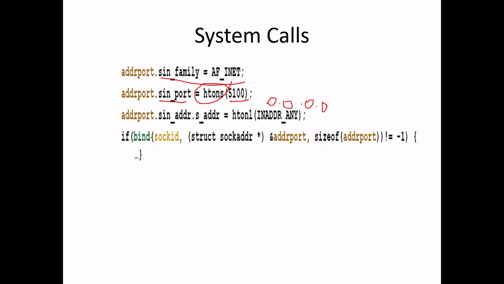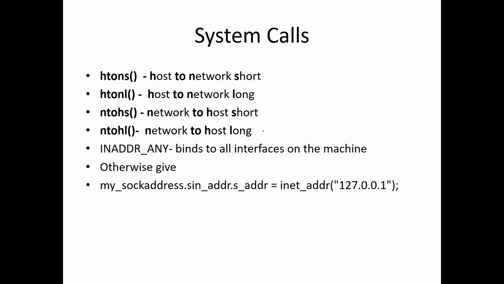Once all these are given, you can call the bind function, bind along with the file descriptor of the socket, followed by addr_port, the actual structure where you have filled in the values, and finally sizeof addr_port, the address length part. So this is how we call the bind function. This is htons, host to network short, and htonl, host to network long. Similarly, at the other end, ntohs and ntohl, the reverse process, can also happen. INADDR_ANY is to bind to all interfaces on the machine.